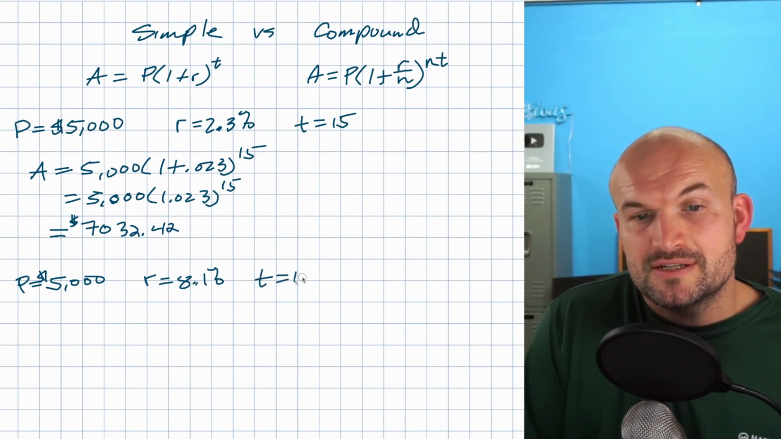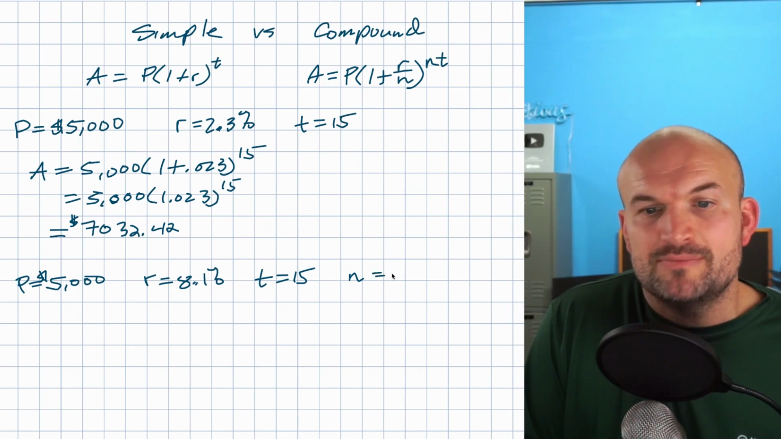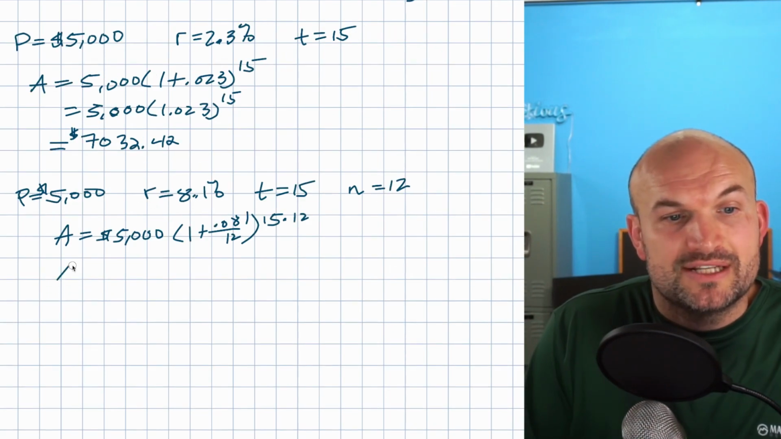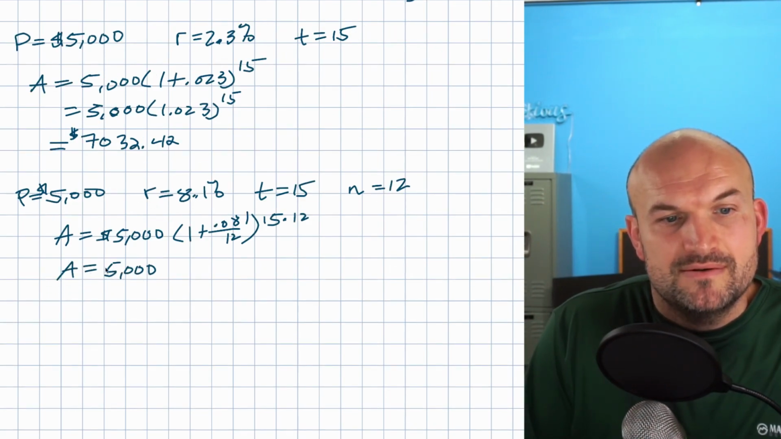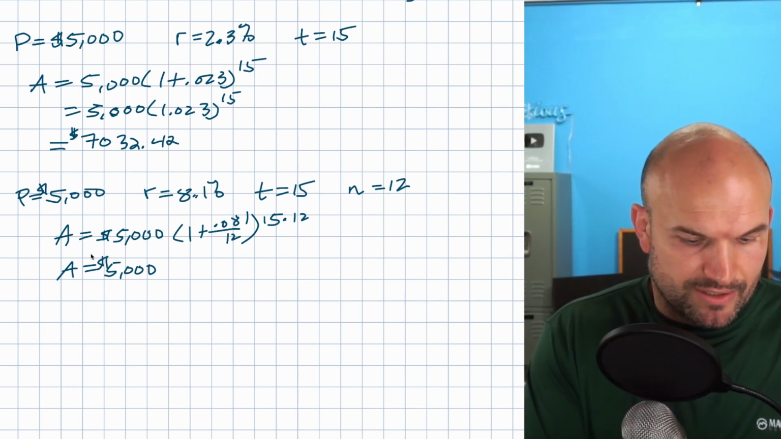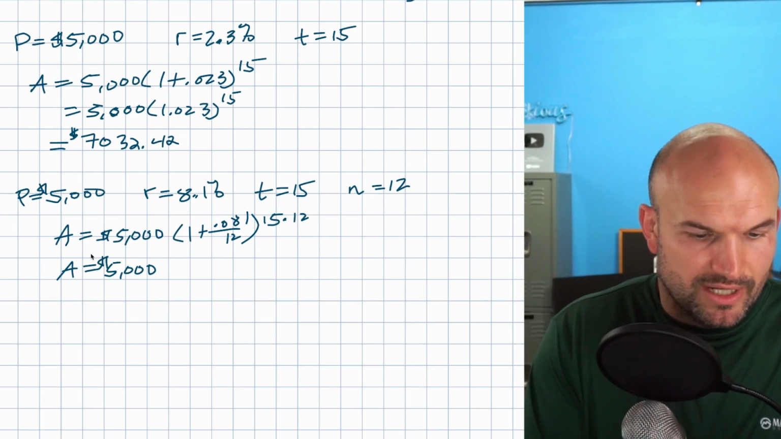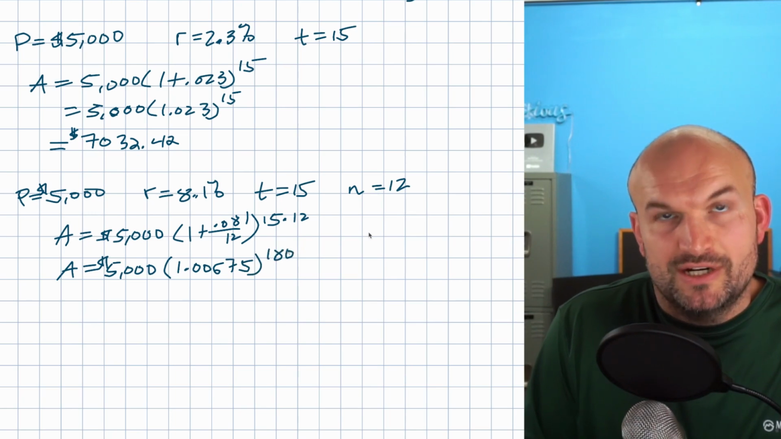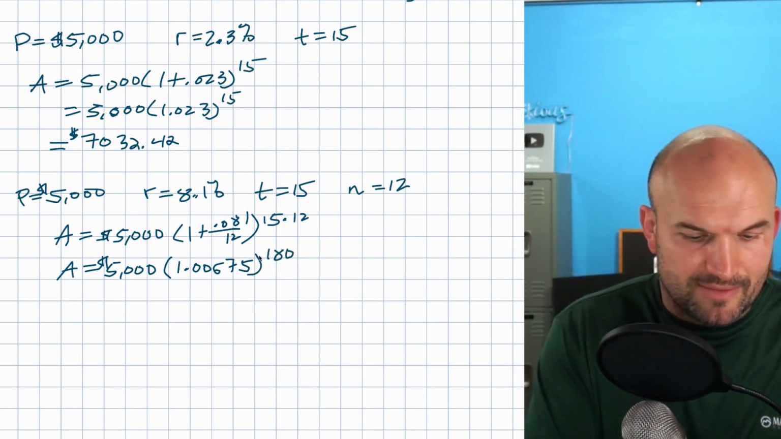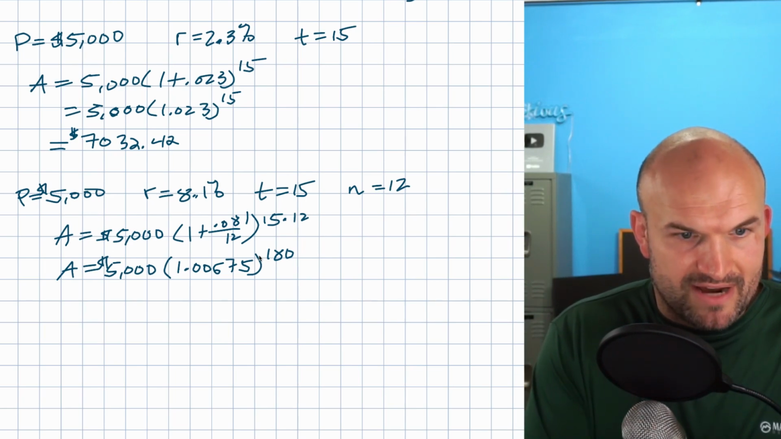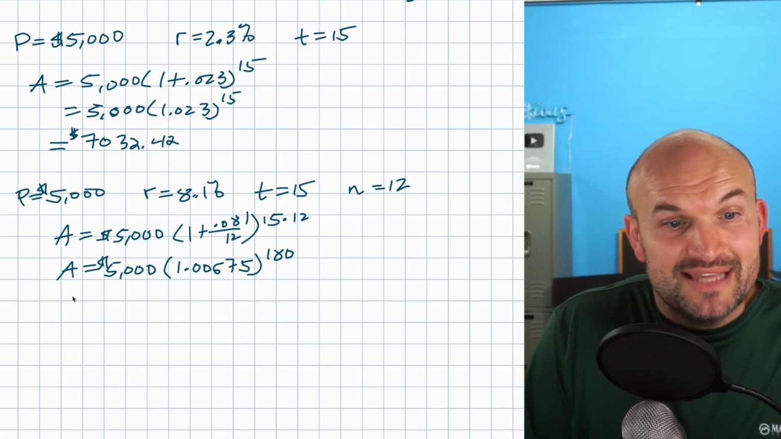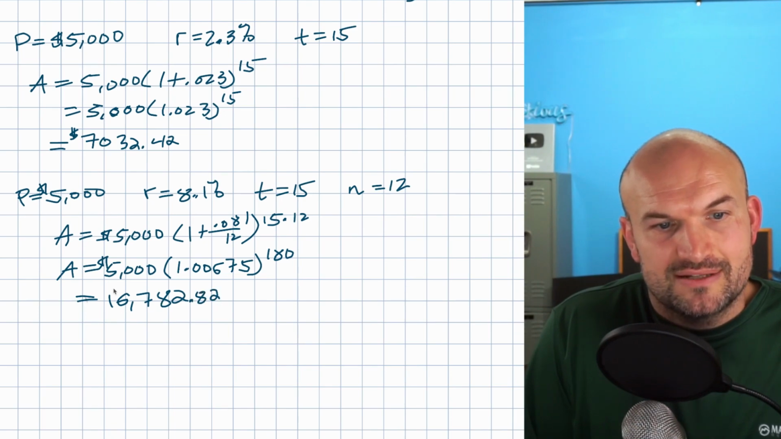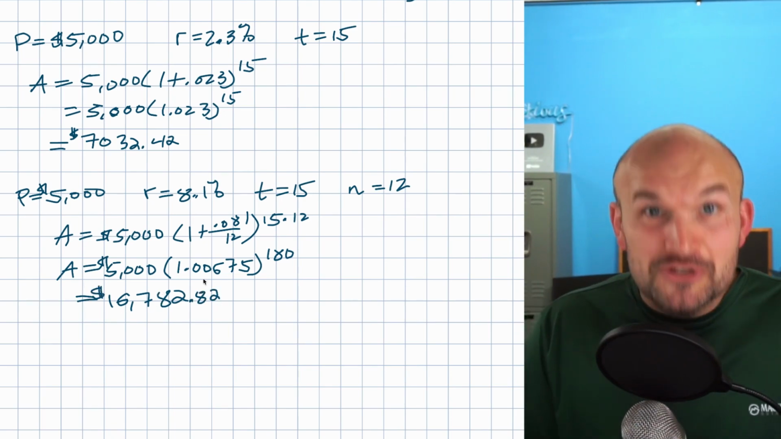We're still going to use 15 years, but now our compounding period is going to be monthly. So therefore per year, that's going to be 12. Now let's just go and plug in these values into our formula. Now we'll just go ahead and simplify this. So A equals 5,000 times 0.081 divided by 12 plus 1, which is going to be 1.00675, and that's going to be raised to the 180th power. So I'm going to take this, raise it to the 180th power, and then multiply that by 5,000. And just by doing that, ladies and gentlemen, I have $16,782.82.